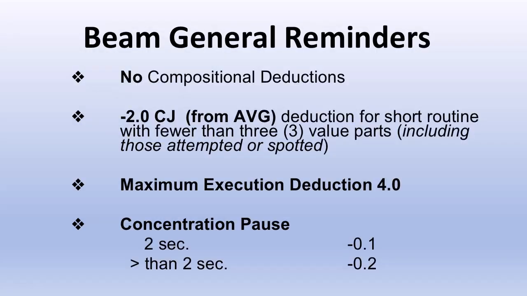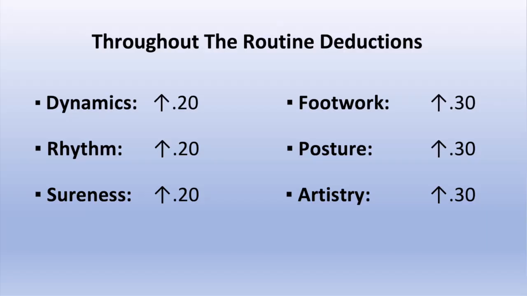General reminders, there's no compositional deductions. A 2.0 Chief Judge deduction for short routine with fewer than 3 value parts, including those attempted or spotted. Maximum execution deduction is 4.0, and concentration pauses 2 seconds, 1, and more than 2 seconds, up to 2. Beam routine throughout, you look for dynamics, up to 2, footwork, up to 3, rhythm up to 2, posture up to 3, sureness up to 2, artistry up to 3/10.